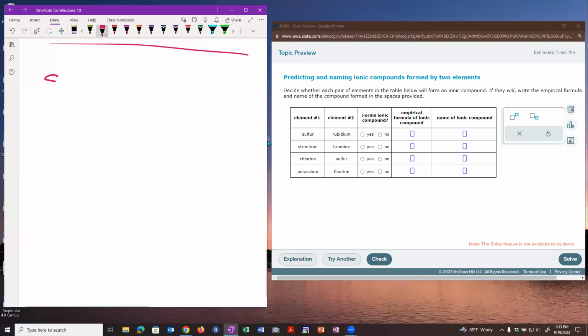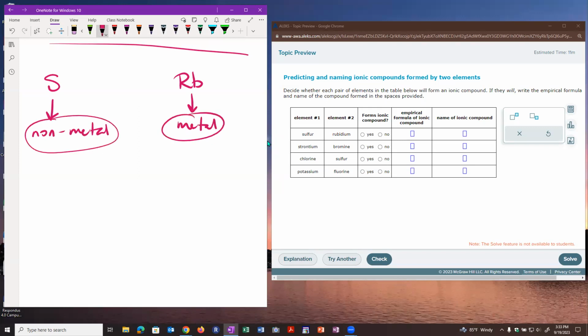So we have sulfur. So we need to find these on the periodic table. So sulfur is S, and then rubidium is Rb. So if we locate them on the table, we'll see that sulfur is a non-metal. It's on the right side. And then rubidium, Rb, is a metal. It's on the left side. So if we have a non-metal and we have a metal, then we can say, yes, these will form an ionic compound, because in ionic compounds, we usually need metals and non-metals. So what would be the formula for this?